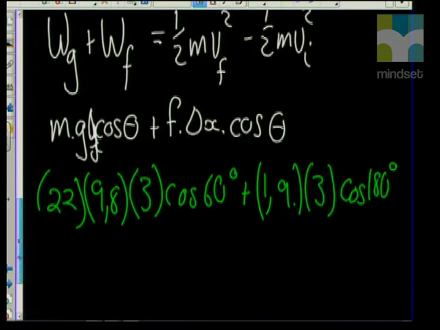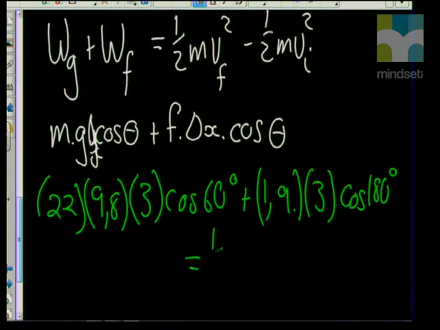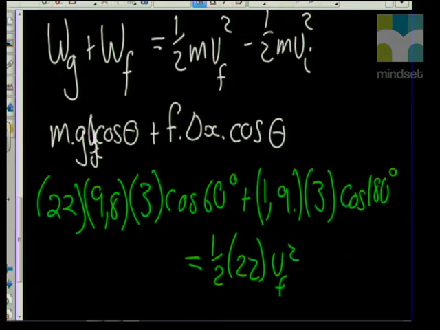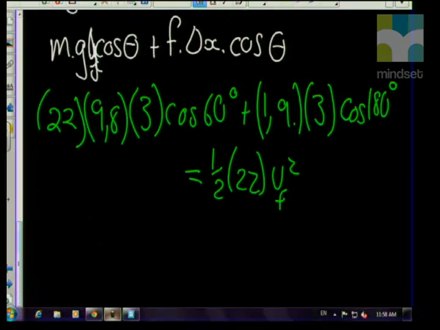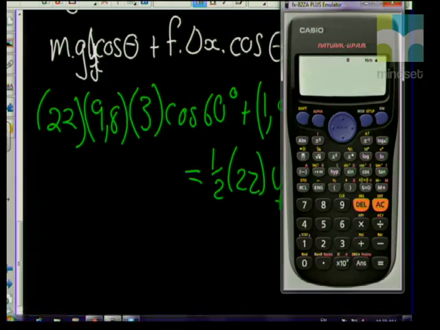And remember, all of that has to be equal to half m v final squared. And in fact, let me just substitute the value of her mass in, half times 22 v final squared. Wow, that's quite a bit to do. So let's get the old calculator out and we can make sure that we get all of this detail sorted out. So the first part I'm going to do is the work done against the weight, the force of gravity.